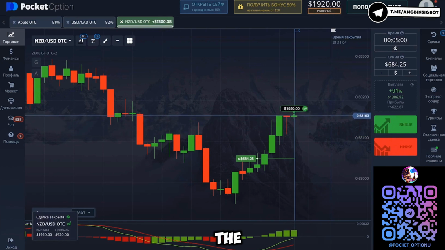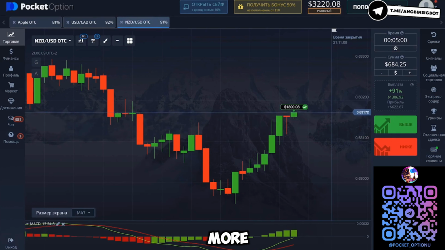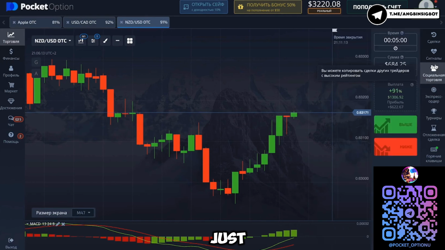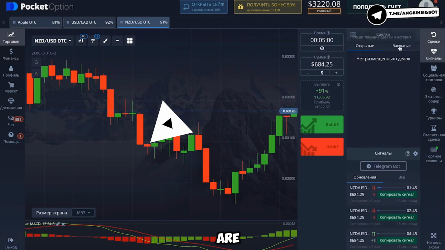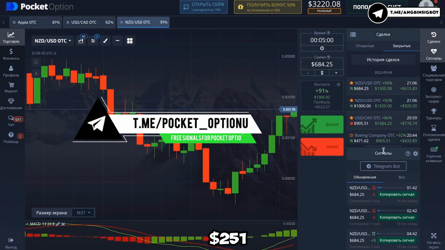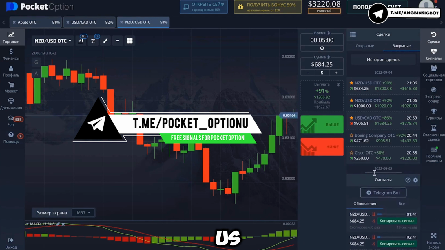Great friends, the indicator is performing excellently. Look at this movement. It's much more pleasant to realize that we have $3,220 in the balance after just 4 trades. But what trades they are! We started with $251 and the indicator has not failed us once today.